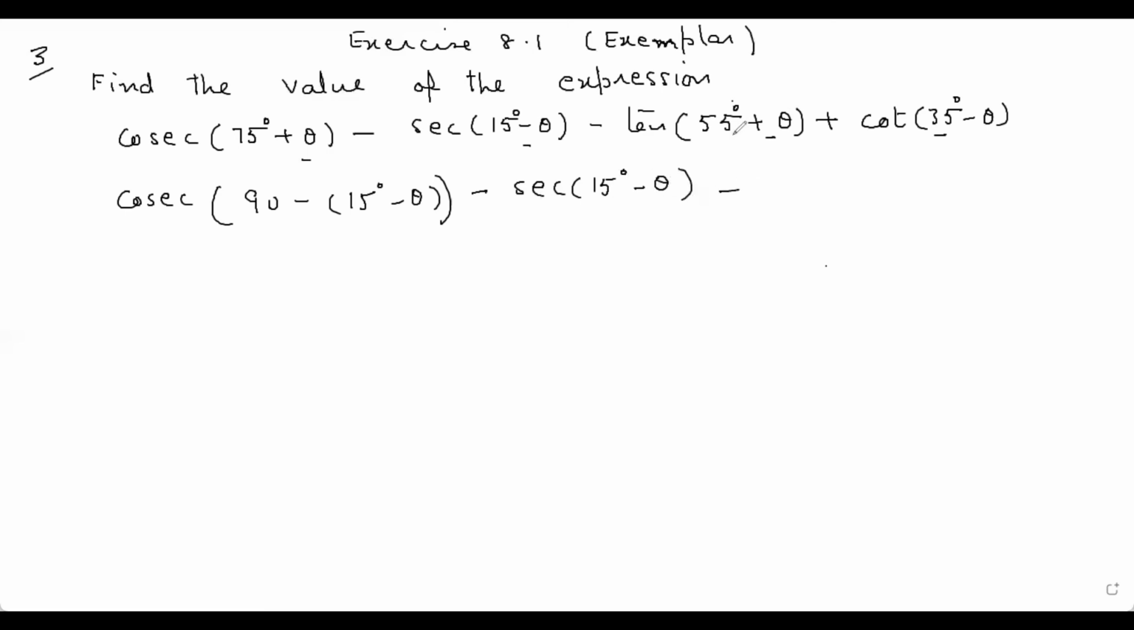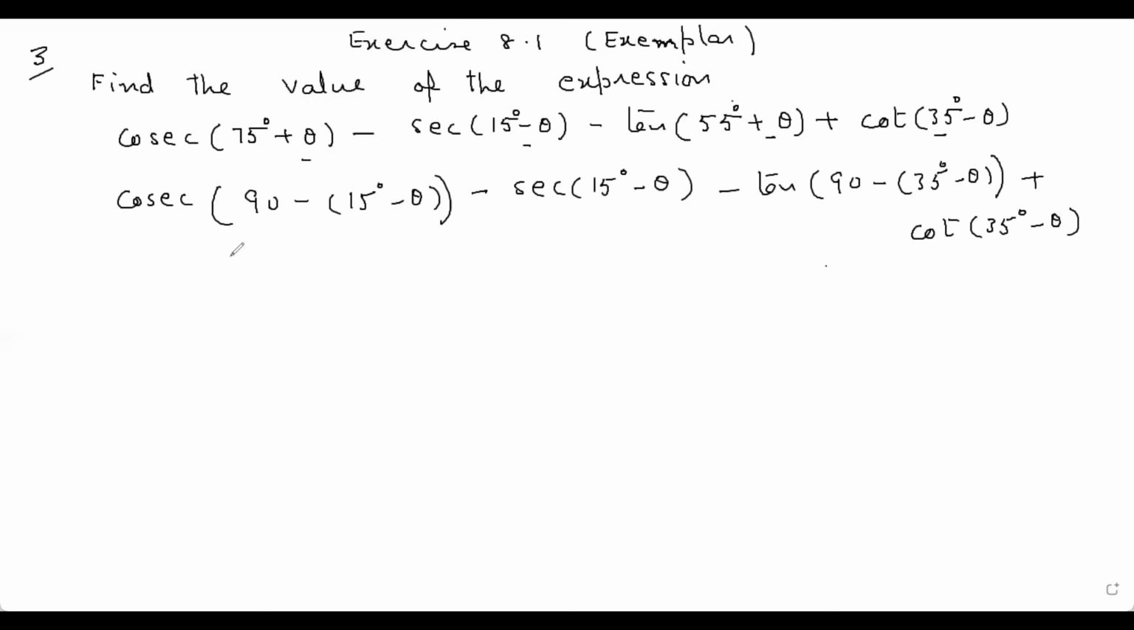Similarly, I am going to change this. So this can be written as tan (90 minus 35 degree minus theta). Subtract 35 degree minus theta from 90. You will see you will get 55 degree plus theta. It means instead of this, I can write this, plus cot (35 degree minus theta).